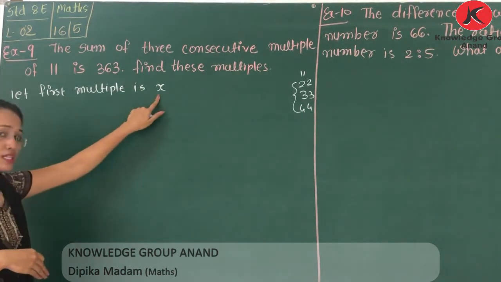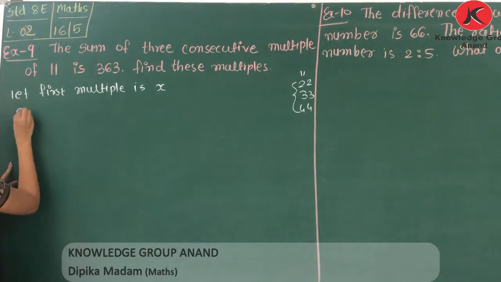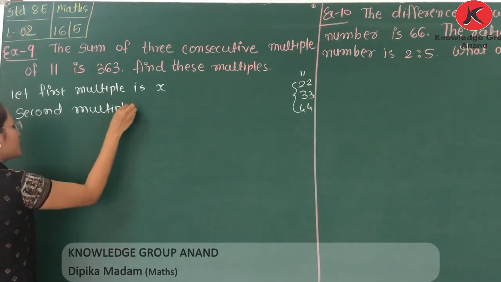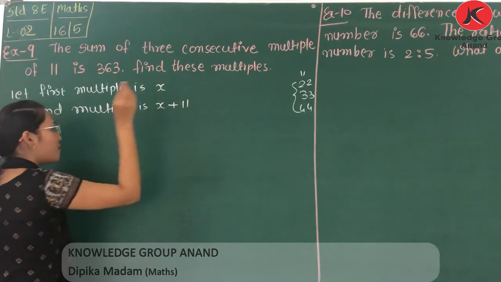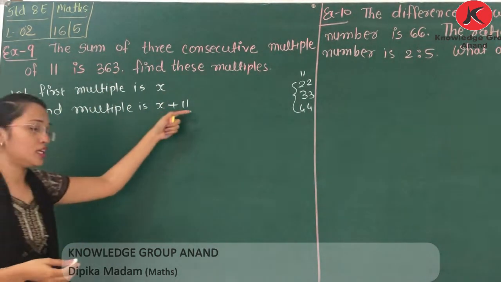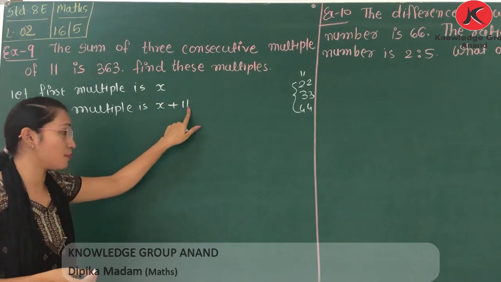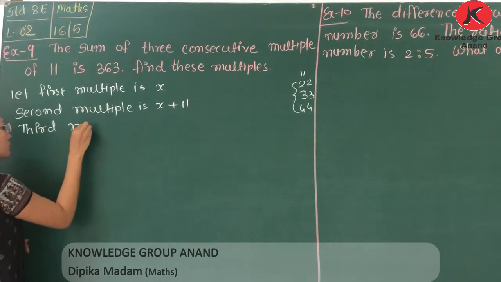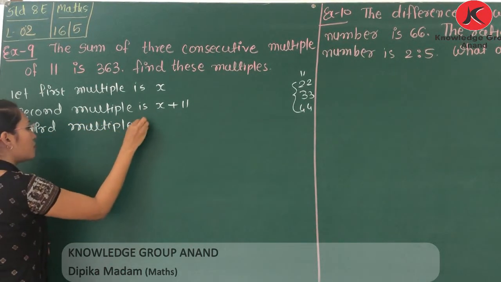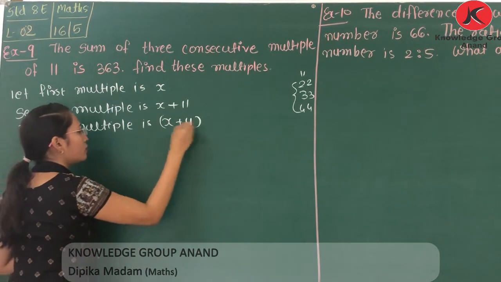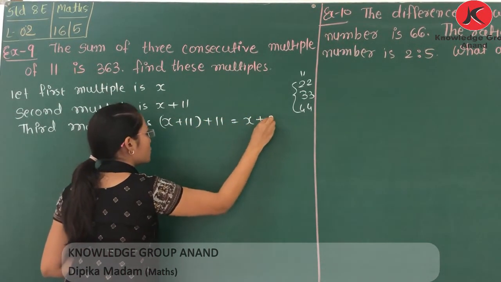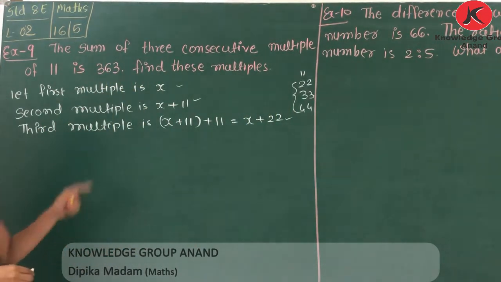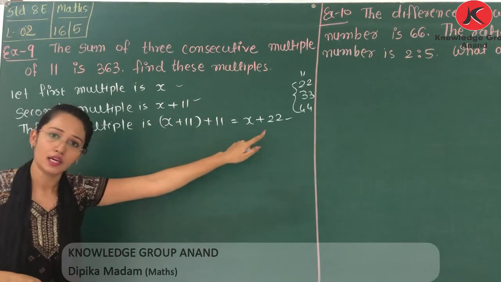So if the first number is x, the second multiple is x plus 11. To get the third multiple, we need to add 11 to the previous one. So this is the previous one. So the third multiple is x plus 11 plus 11. You get x plus 22. Now we have the values of 3 consecutive multiples of 11: x, x plus 11, x plus 22.